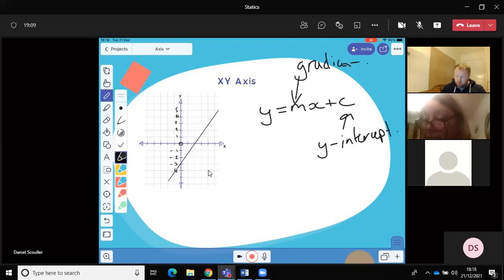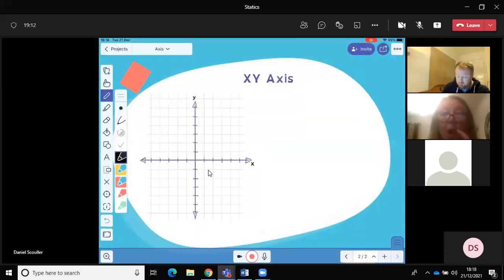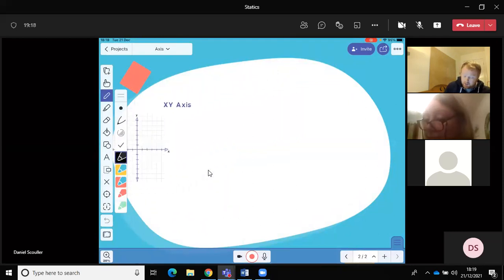So let's have a wee think about, just want a blank page. Okay, some examples.